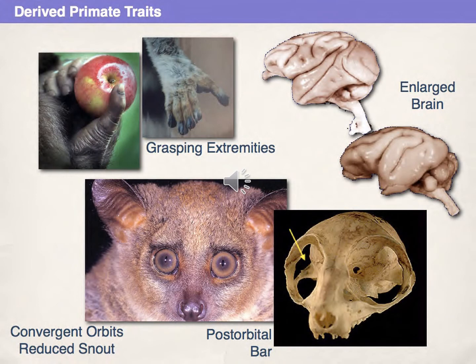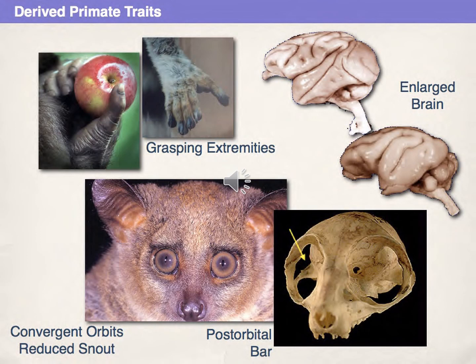So let's look at some of these features. Here are some of the grasping extremities. You look at the thumb on these creatures. They have opposable thumbs, and they have opposable big toes. So grasping extremities both on the forelimb and the hind limb. Primates typically have an enlarged brain, much bigger in comparison to their body size. When you look at primates in general, in comparison to other non-primate mammals, something we've already talked about on the previous slide, primates have convergent eye orbits, and we also see a reduced snout.